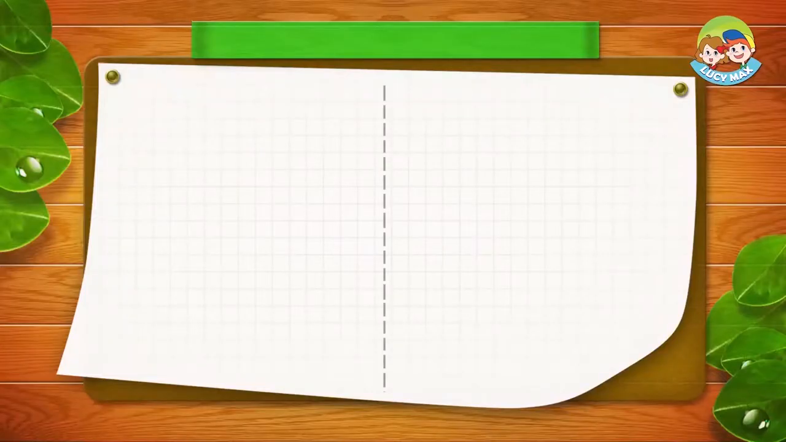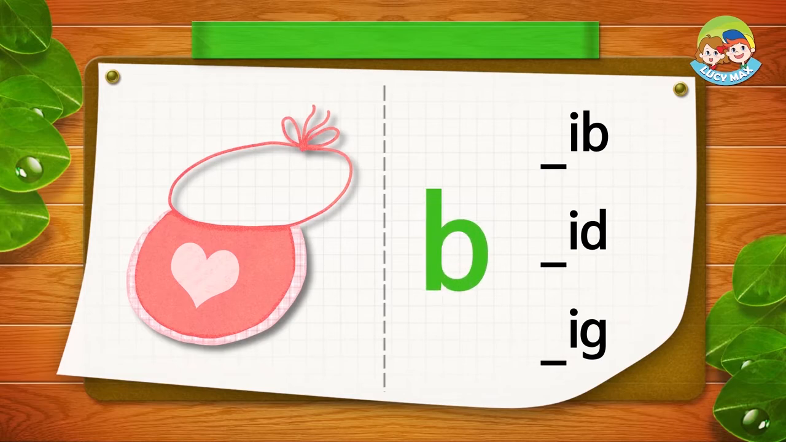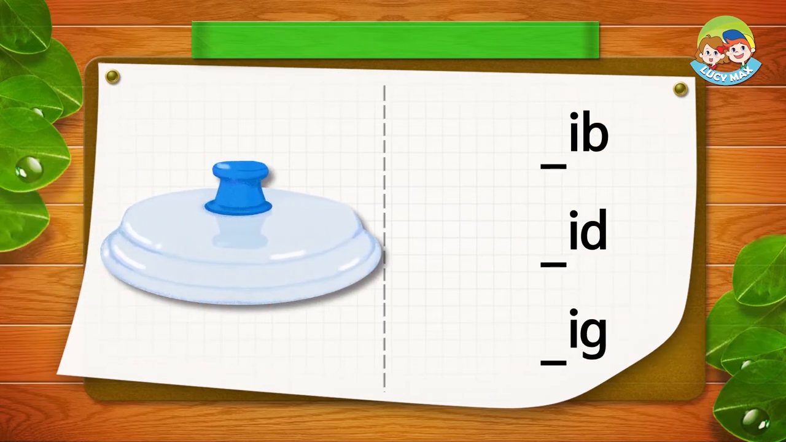Here you will see ib, id, and ig with a picture. Put a letter in the blank before ib or id or ig. We will do it together. This is a bib. You see the letter B. Where do we put it? Yes. We put B in the blank before ib. Bib. This is a lid. Where do we put the letter L? Right. We put L in the blank before id. Lid.